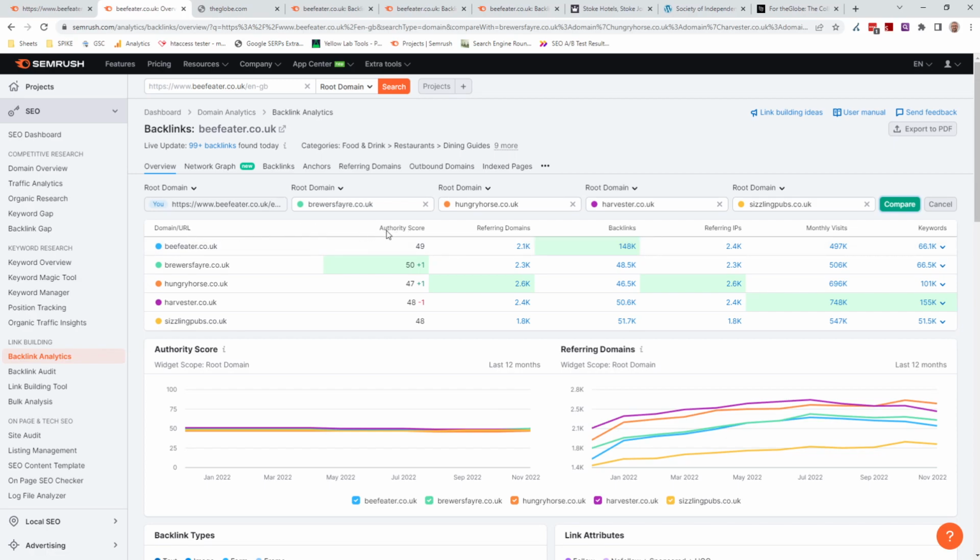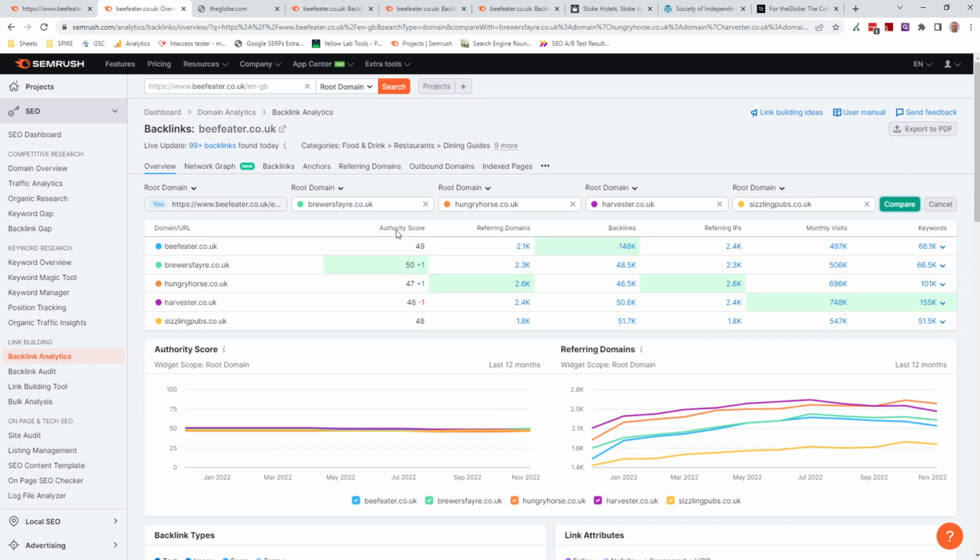Here on this chart, we have authority score and a bunch of domains. So we've got Beefeater and some of their competitors down here. So we've got authority score, referring domains, backlinks, referring IPs, monthly visits, and keywords. So how useful is this chart to us?